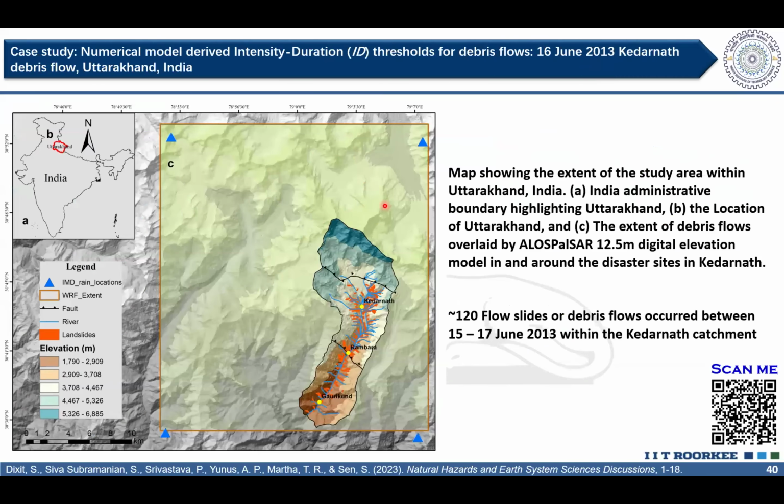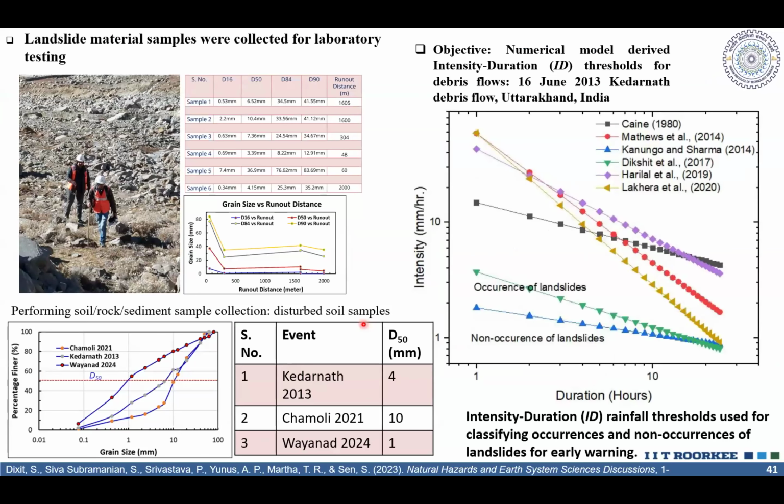What I'm going to present now is the case of the landslides which happened in 2013. For this, the study area we chose was the Kedarnath catchment, as you can see here. 120 debris flows happened between 15 to 17 June 2013 in this catchment. So this is a good case study for us to calibrate the model, and to understand whether the experimental findings we developed through testing, that the unsaturated mechanism is also applicable for landslides, we have to use this case study for testing.